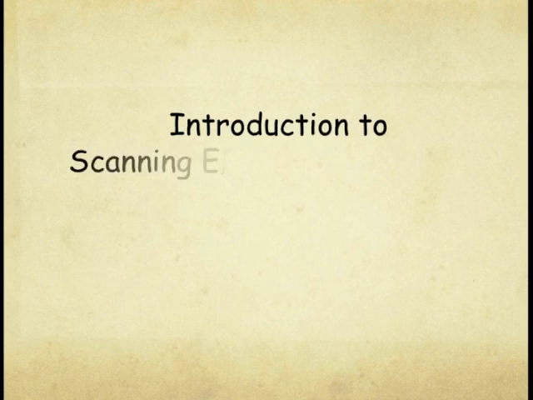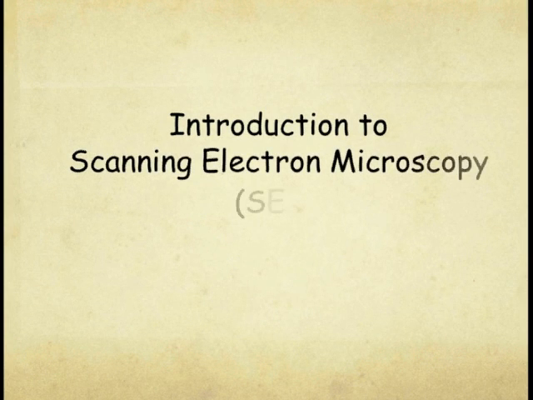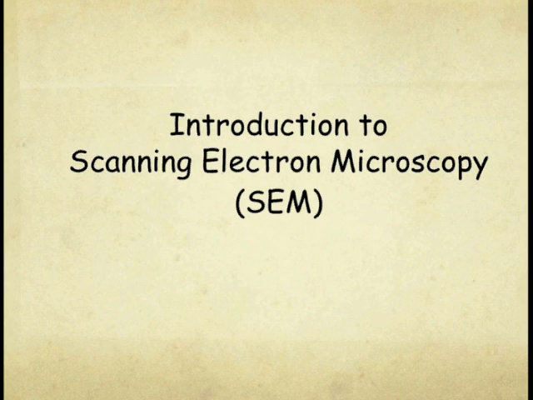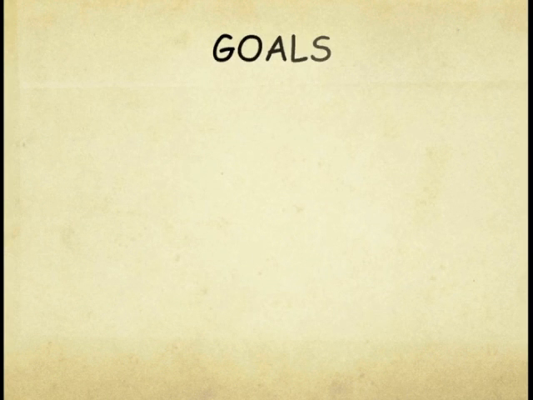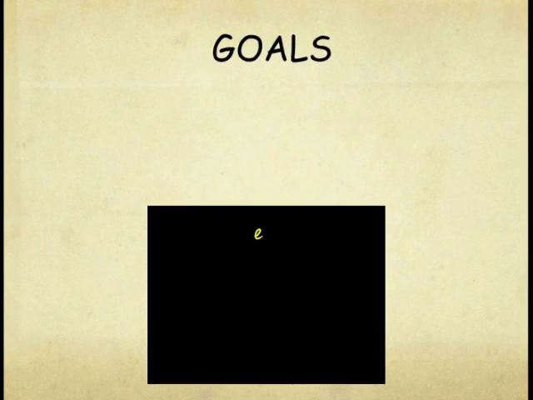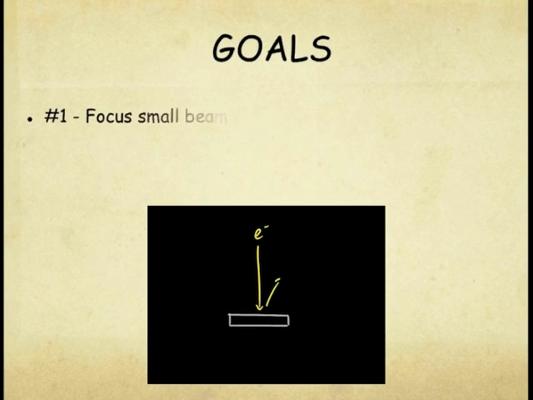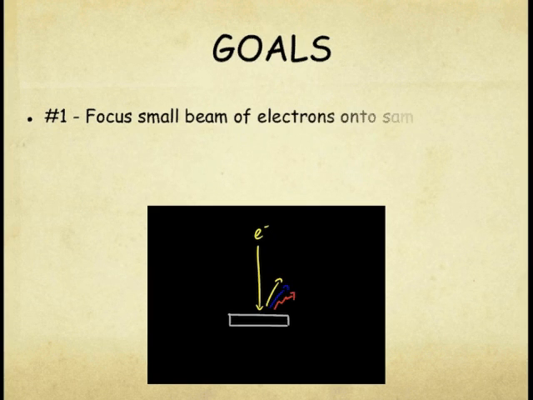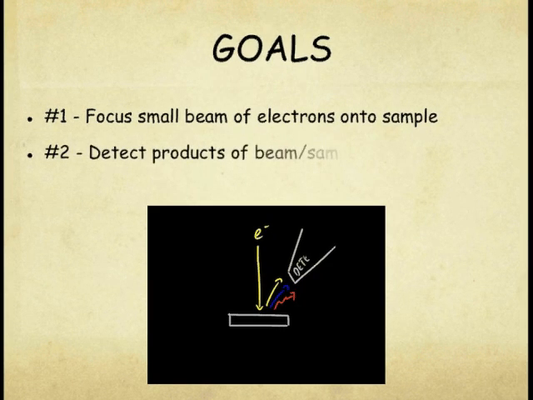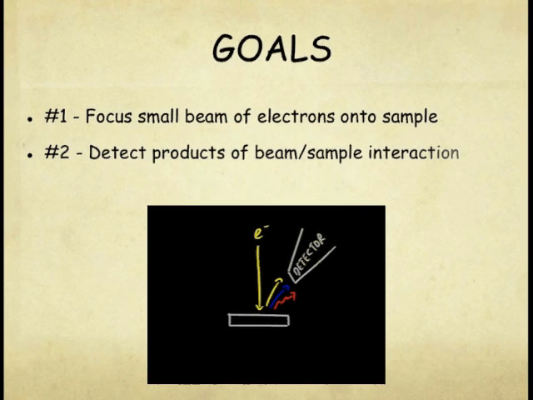Introduction to Scanning Electron Microscopy, or SEM. The goal of a scanning electron microscope, or SEM, is to first focus a very small beam of electrons onto a sample, and secondly, detect the products that are emanating from that beam-sample interaction.